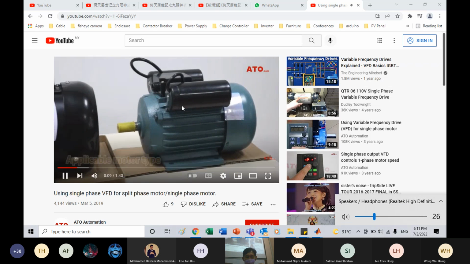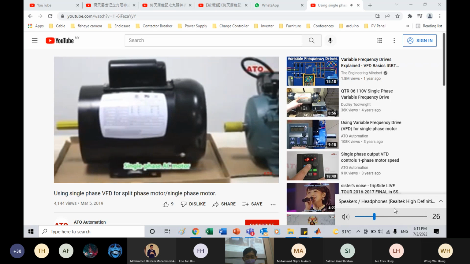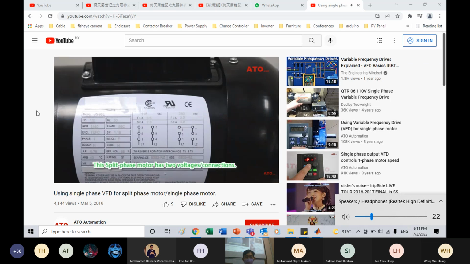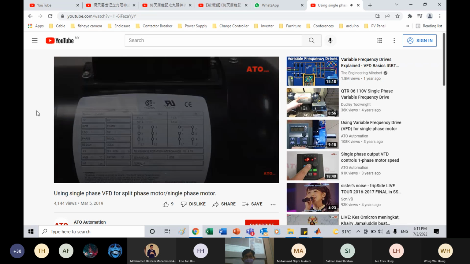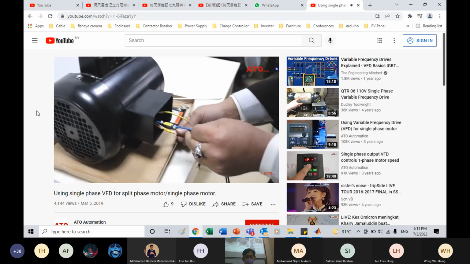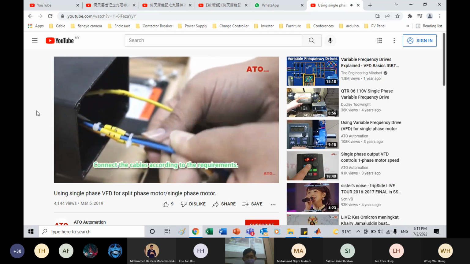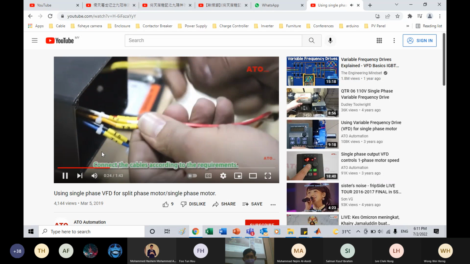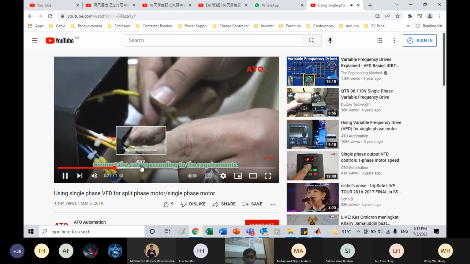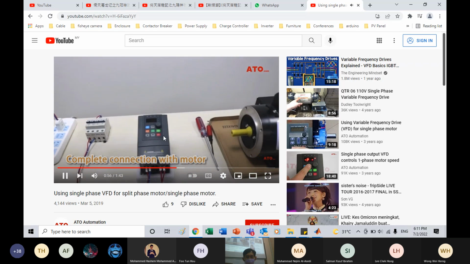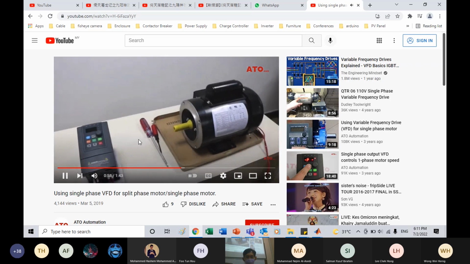So this is a typical single-phase to three-phase induction motor. Okay, we split the connection part. It's still how it controls the speed.